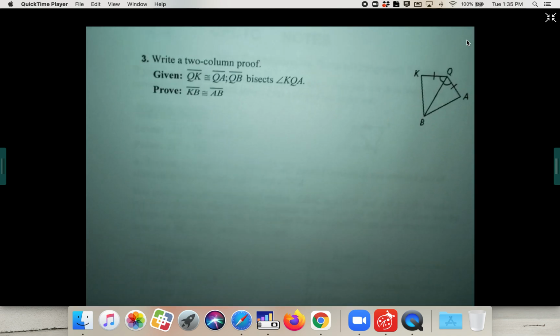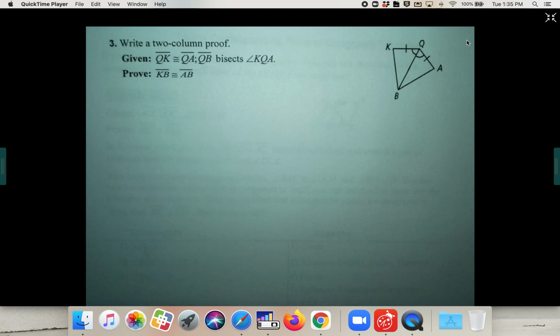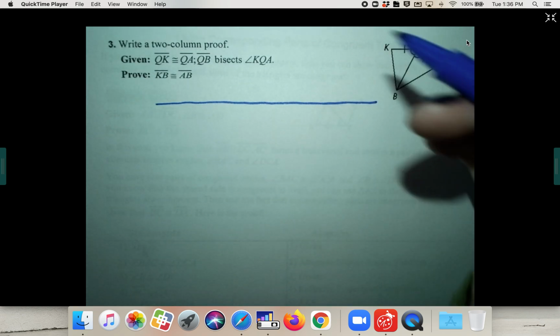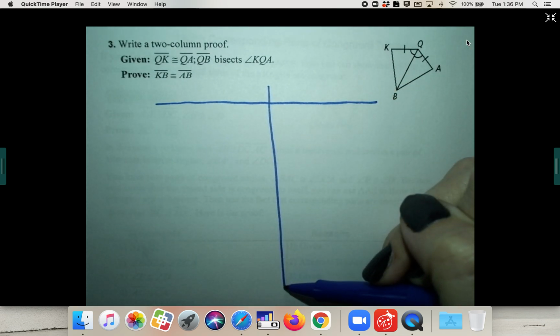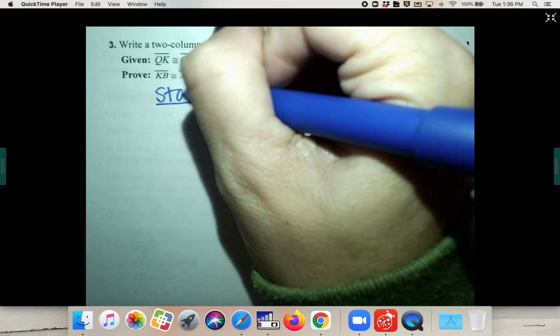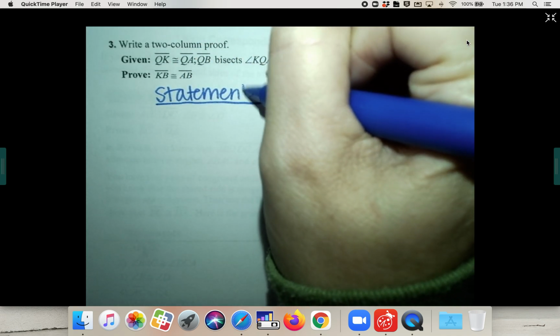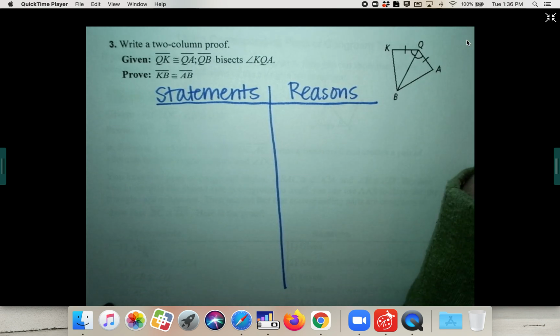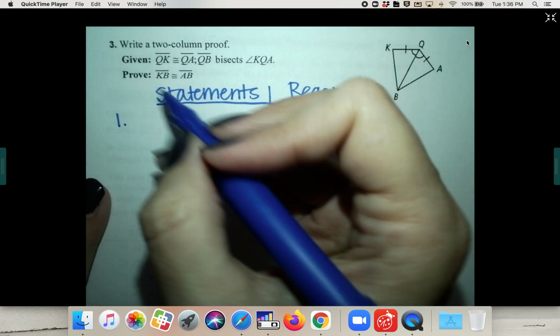All right, we got a couple more to try just to make sure this makes sense. So number 3 is another proof, and this one gives us no help at all. There's no question marks, no little steps. We have to do it all. So let's put statements on one side and reasons on the other, and let's just jump in. So I would say let's first do our givens.